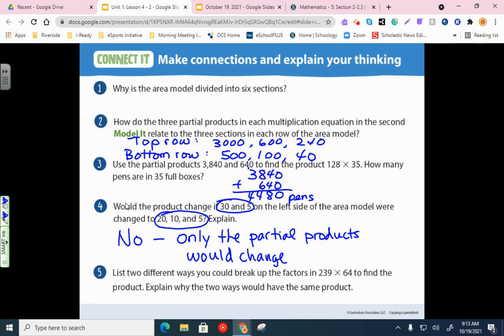List 2 different ways you could break up the factors 239 and 64. Now I don't have a lot of space here, so I'm only going to do one. But 239, we break that up into hundreds, tens, and ones. And then for 64, we break that up into tens and ones. There's other ways we could do it, but let's just break it up the easy way and deal with that. Go ahead and cross off number 6.